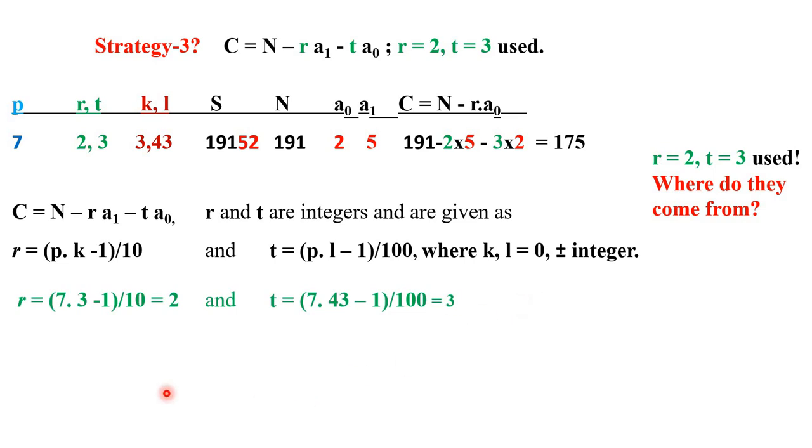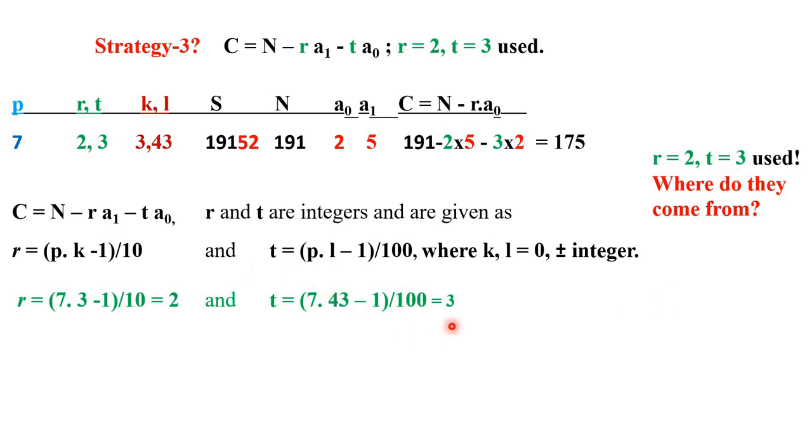So, for example, P equals 7 and K we have used 3 deliberately to get an integer R, which we have already got, and that is 2. And in case of T, we have used L equal to 43 by searching, and no less than 43 will work. So 7 into 43 minus 1, and that would give you the first integer T. You can have some value for L more than 43, but not less than, and you get the minimum T value as 3.